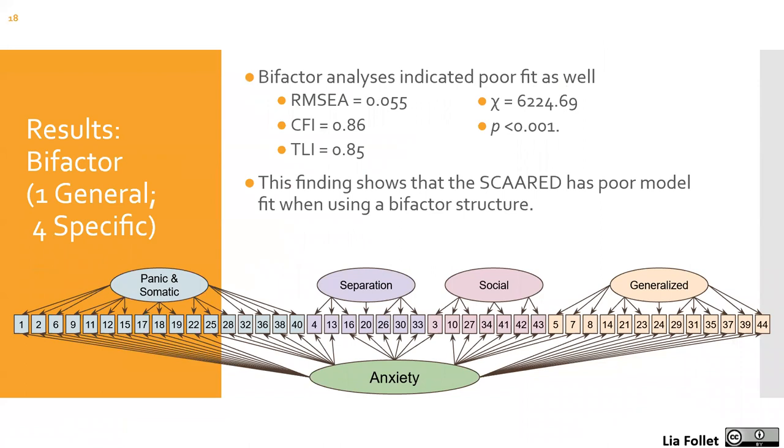Now we're starting to get into the bifactor models. So for this one, we're going back to a CFA approach. In other words, we're not allowing cross-loading. I also want to note that we're not allowing the subscales to covary either. We're hoping that all of that covariance can be explained by the general anxiety factor that we added in there.